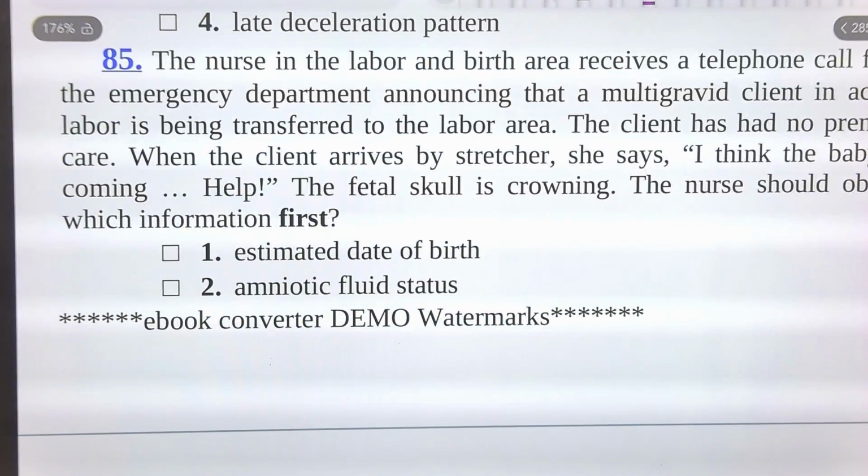Now next question 85. The nurse in the labor and birth area received a telephonic call from an emergency department announcing that the multi-gravid client in active labor is being transferred to the labor area. The client has no prenatal care. When the client arrives by the stretcher, she says, I think the baby is coming, help. The nurse sees the fetal skull is crowning. The nurse should obtain which information first?